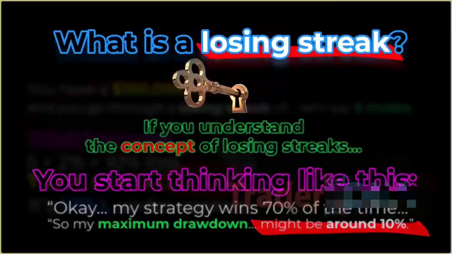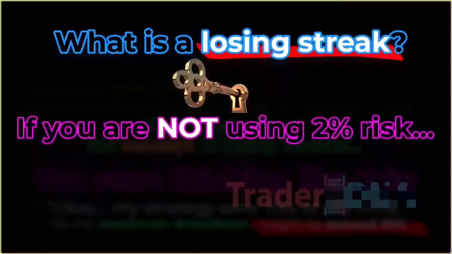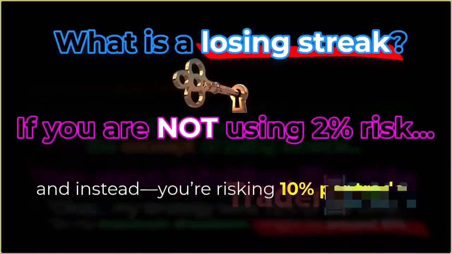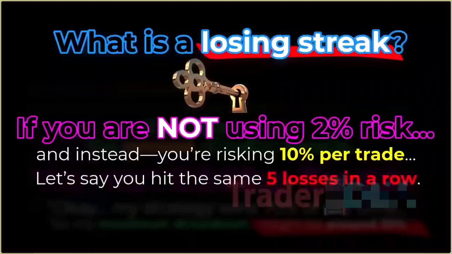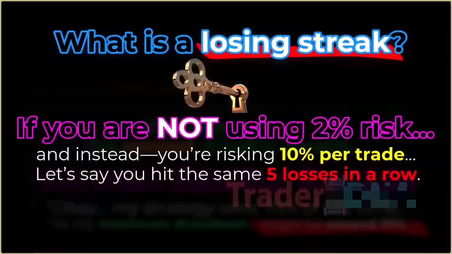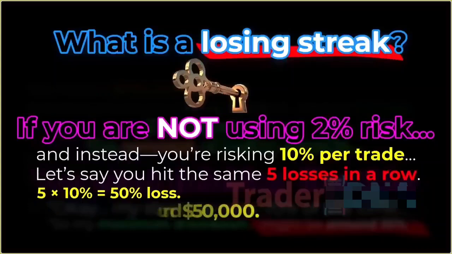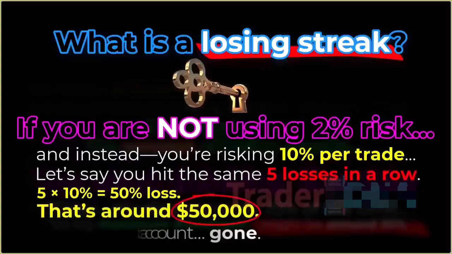Now let's flip it. Let's look at the dangerous side. If you are not using 2% risk and instead you're risking 10% per trade while losing streaks are still happening, let's say you hit the same 5 losses in a row. Now what? 5 times 10% equals 50% loss. From a $100,000 account, you just lost $50,000, half your account gone.